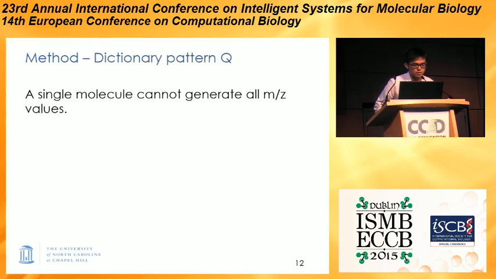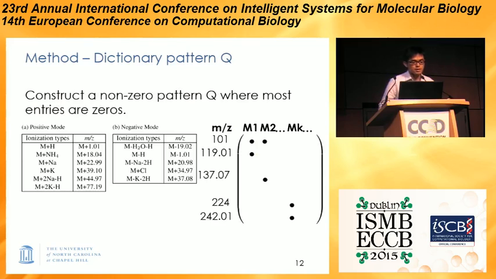We know a single molecule cannot generate all m/z values in IMS data. In fact, we know from the MALDI mechanism that it prefers particular ion types, and they are shown in these two tables. From these two tables, we can construct a dictionary pattern Q on the right-hand side that has mostly zero entries. The dark points here mean the non-zero entries, and all other entries are set to zero. Importantly, this pattern only decides the sparsity of the dictionary. The non-zero entries are still treated as parameters that need to be learned.